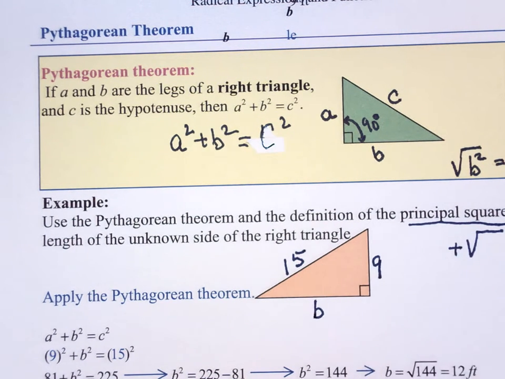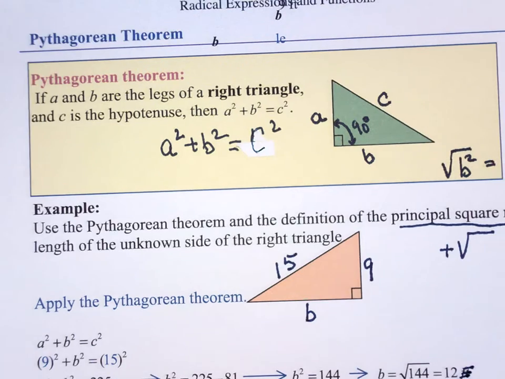And then you get 81 plus b squared equals 225. B squared equals 225, subtract 81. B squared equals 144. B equals the square root of 144. And this is the principal square root of 144. So I'm not sure where they got feet because there's no feet in the problem. But the square root of 144 is 12.